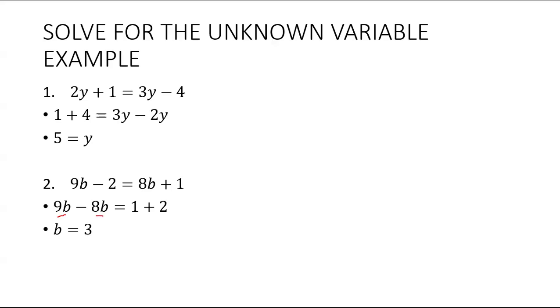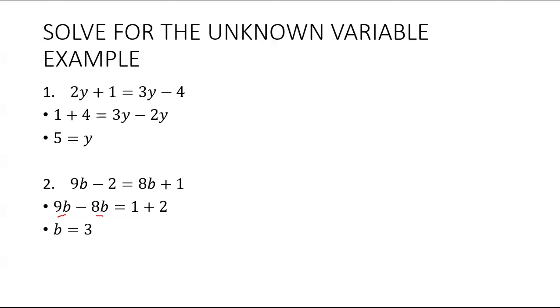So here you transposed 8b to the left. So you ended up having 9b minus 8b. And you transpose negative 2 to the right. You ended up having positive 2. So it'll be 1 plus 2. 1 plus 2 is 3.